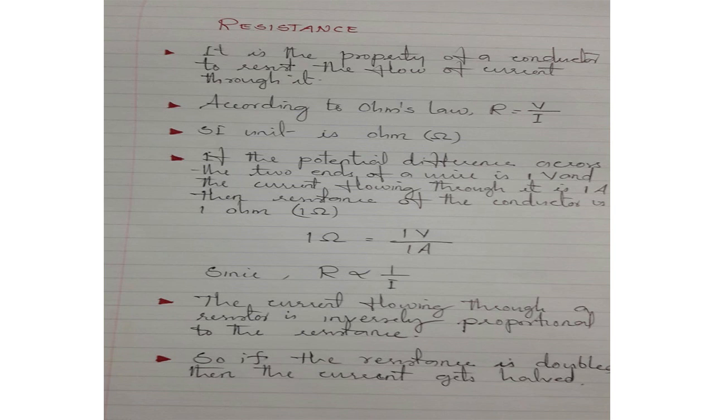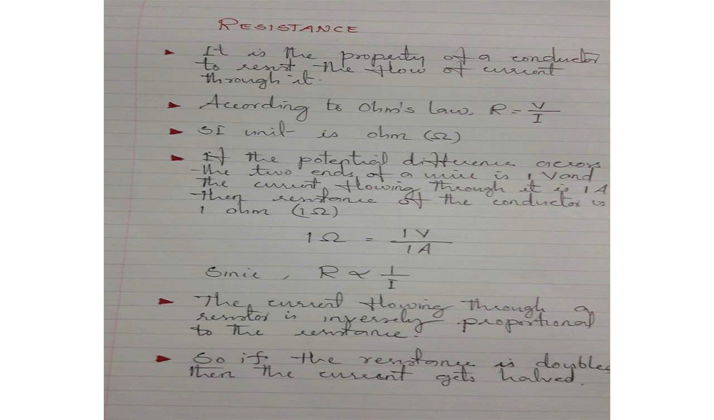So from Ohm's law equation, we are getting an equation for resistance R, that is R is equal to V by I. From this equation, we can find out the unit. So the unit for resistance is volt per ampere. This volt per ampere is also called the ohm. So the SI unit of electrical resistance is said to be ohm.